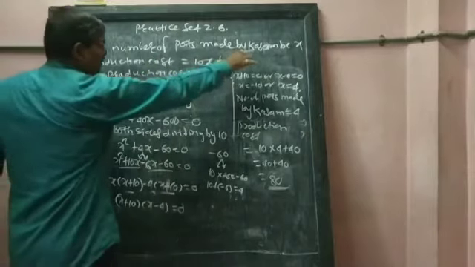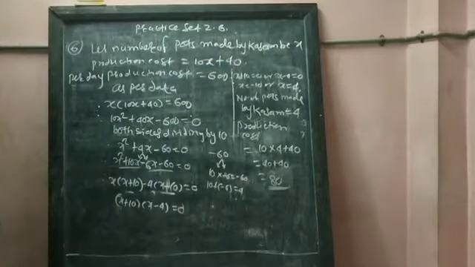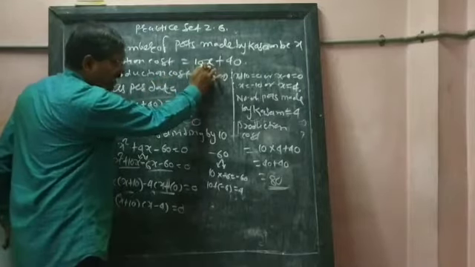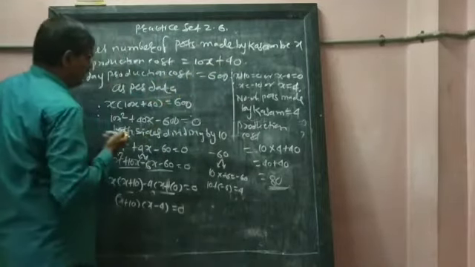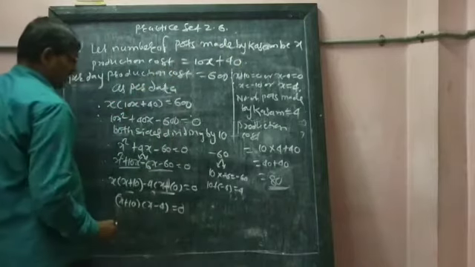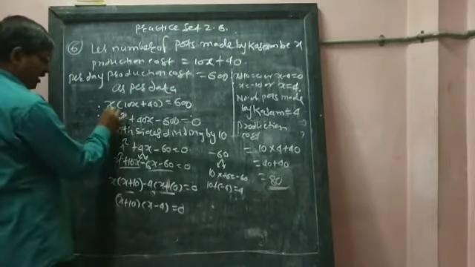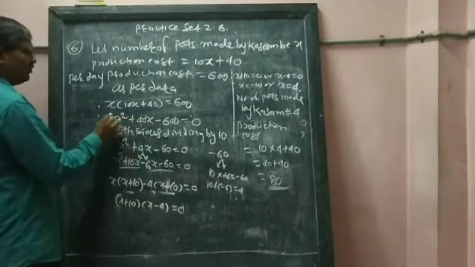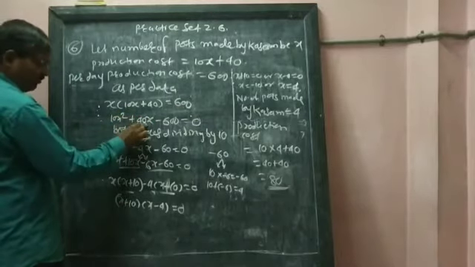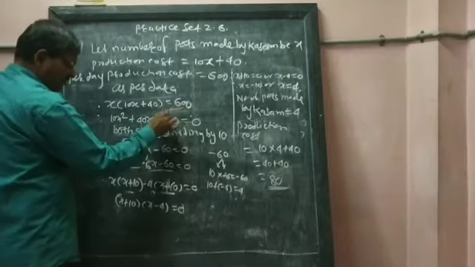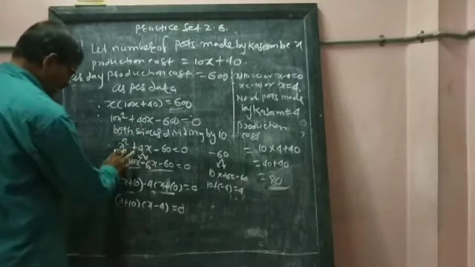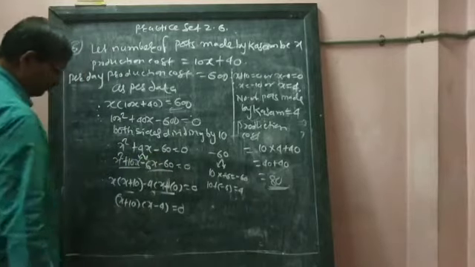Then the number of pots made by Qasim is X. The production cost is 10 times the number of pots, means 10x, and more 40 means 40 is added. The total production cost is given as 600. As per data, x(10x + 40) = 600. Now x into 10x is 10x square, 40 into x is 40x. This 600 comes to the left-hand side, and by dividing, what will you get? x square + 4x - 60 = 0.